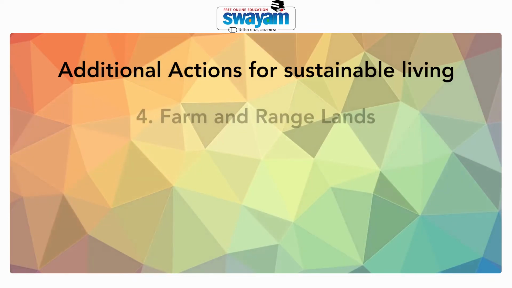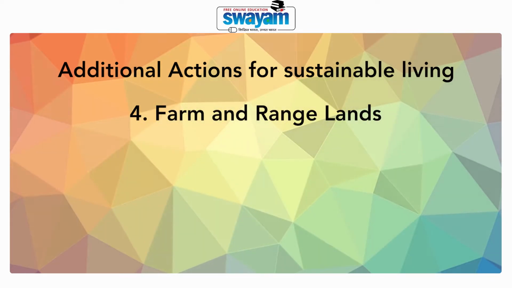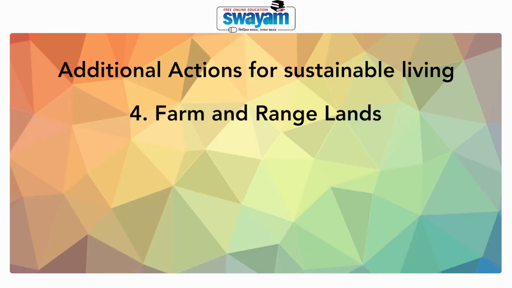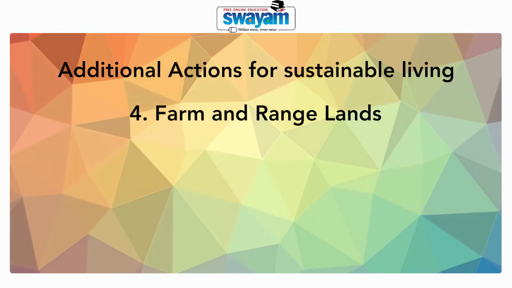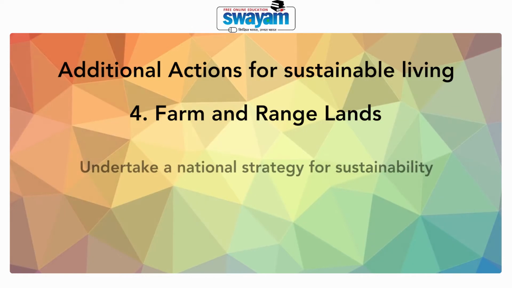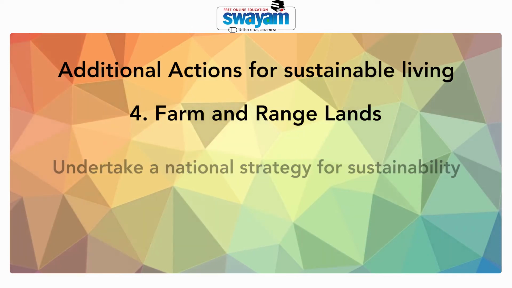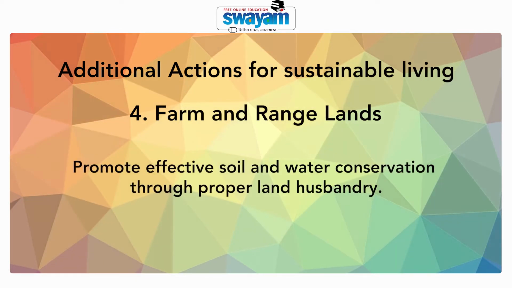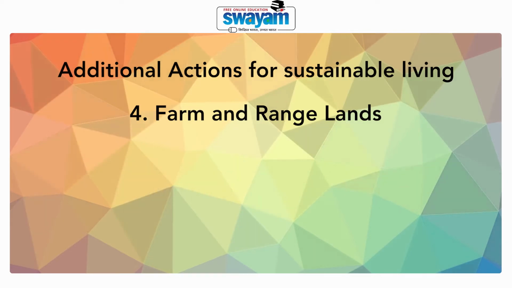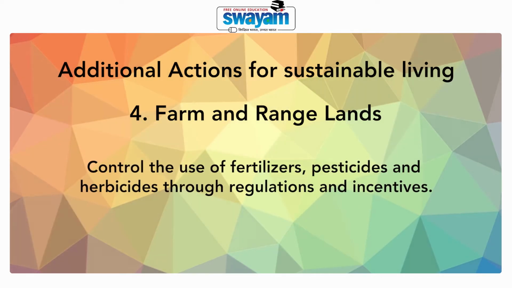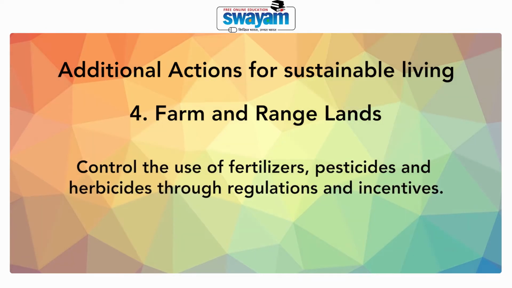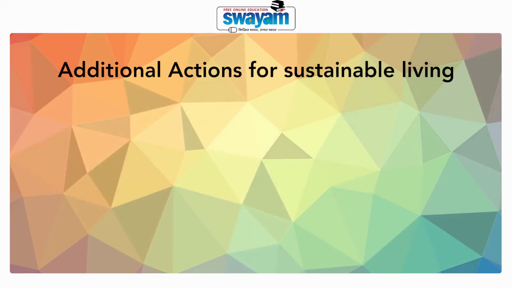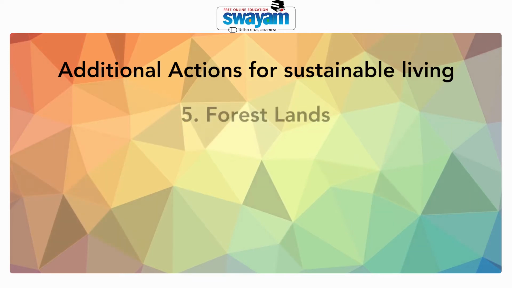For the farm and rangelands, because they exist at very close edges of natural ecosystems, a great responsibility of farmers and rangers has also been entrusted. We have to undertake a national strategy for sustainability, protect the best farmland for agriculture, promote effective soil and water conservation through proper land husbandry, control the use of fertilizers, pesticides and herbicides through regulations and incentives, because it has been proven that chemical agriculture is harmful for the land, and then we come to the forest lands.